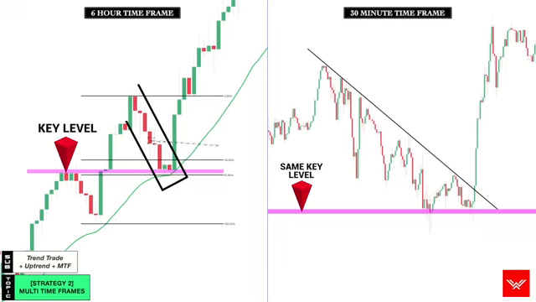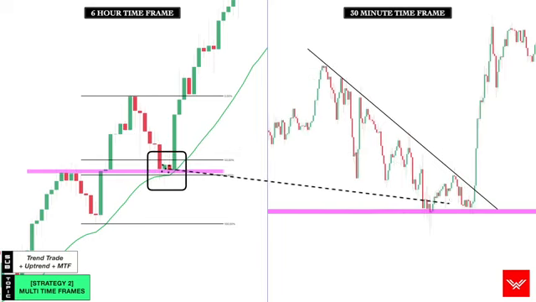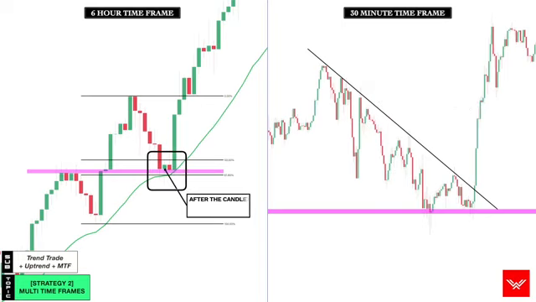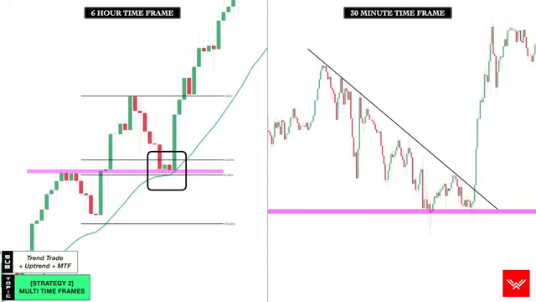Same key level, same pullback, same area of confluence. Now, notice how on the 30-minute time frame on the right, you can see so much more detail and can actually see the swings of price in comparison to the 6-hour time frame on the left. So again, after you had these long wick candles react to the area of confluence, you were looking for any form of price action that signaled a trend change from a downtrend to an uptrend. And in this case, here's what you had.